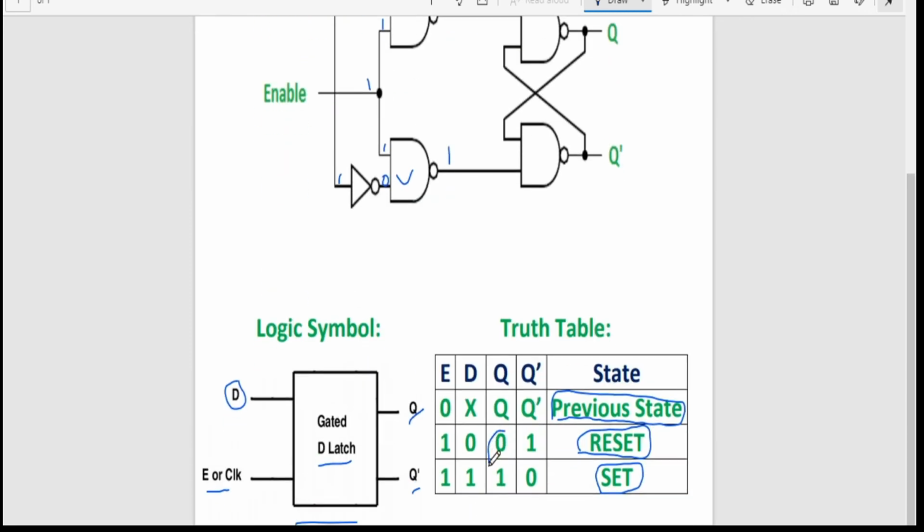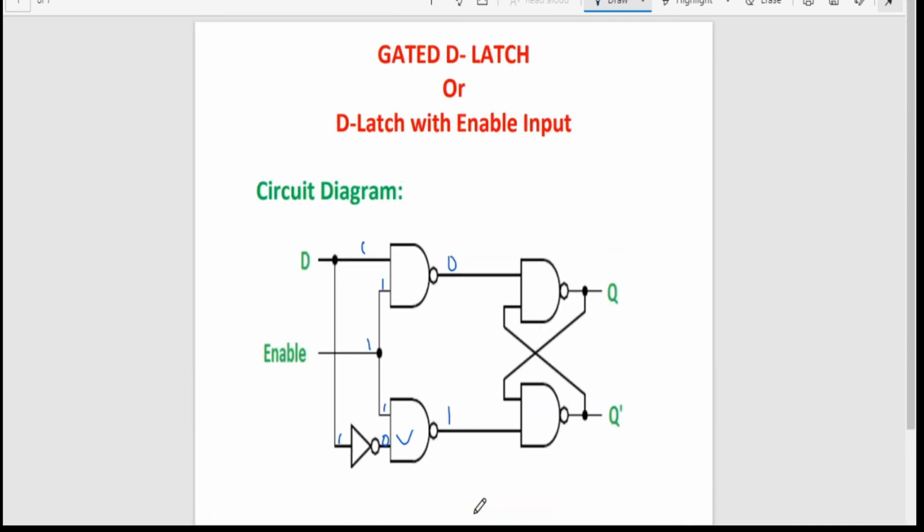The output we have is following the input. And that is what we call a data latch. Here when D is 0, the output Q is 0. When D is 1, the output Q is 1. So as the output is following the input, we call it a D latch or a data latch.